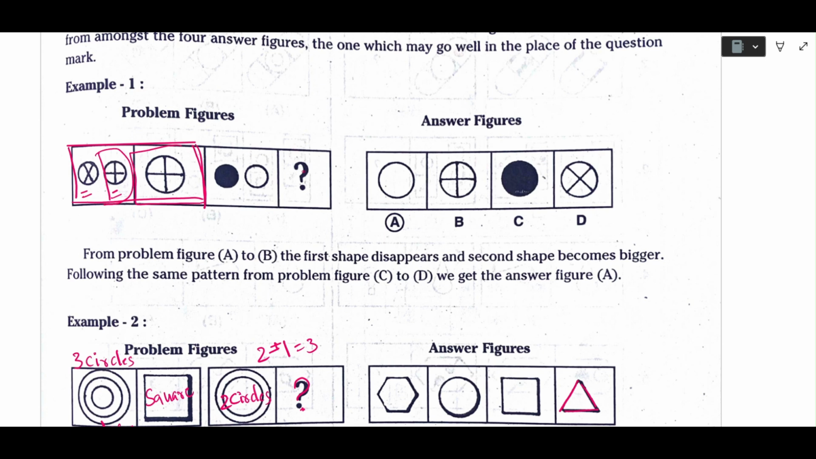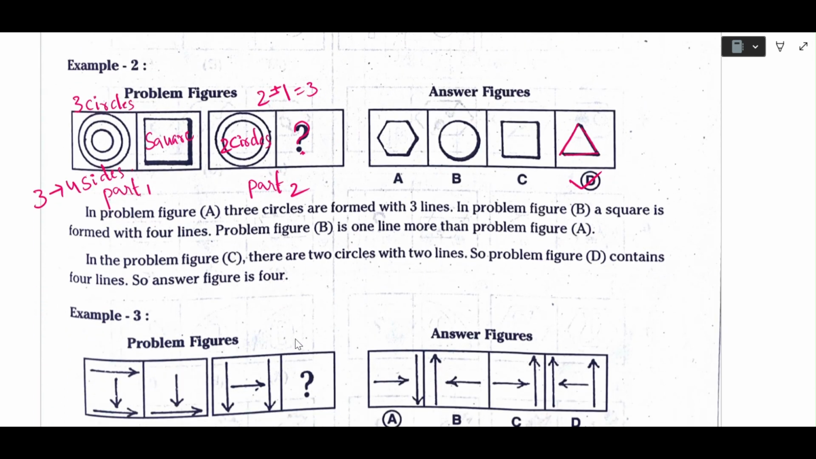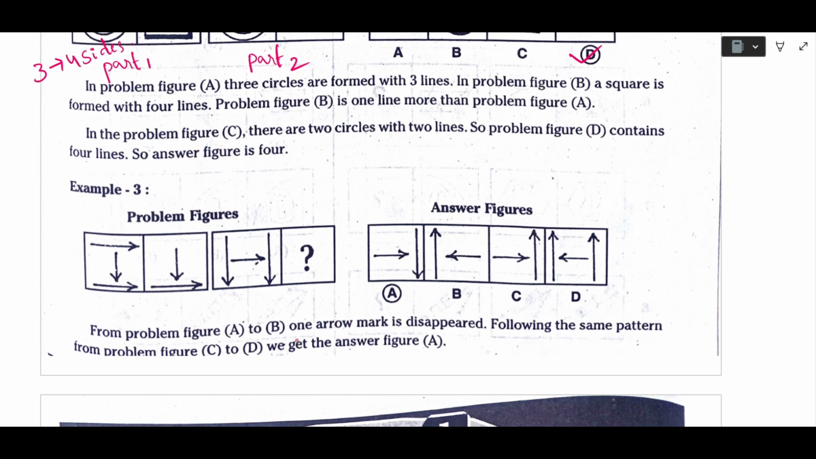So here also what should be the answer figure? This figure should be same as the second circle, right? So what is the second circle here? That is a big white circle. So where is that? That is there in option number A. So we will be taking this first option. In the same way we will be checking on this example number 3. Here we are having different kind of arrows, right? So first of all we have to check on part 1. So observe this part 1 and see what are the changes happened here.